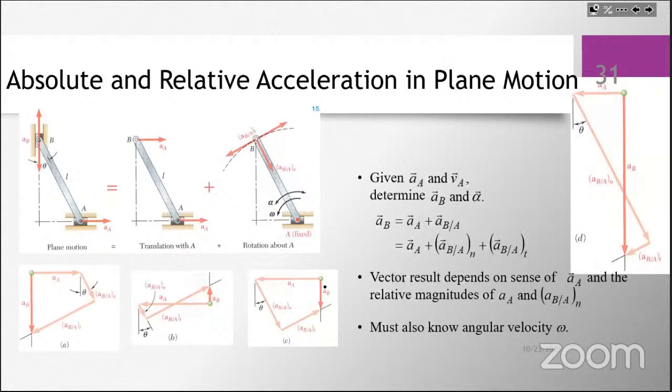Cool. I can break down a_B/A into normal and tangential components, which is what's happening here. The vector result depends on the sense of a_A and the relative magnitudes of a_B/A in the normal direction. And we also need to know what omega is. Okay, so there's a bunch of different vector combinations drawn here on the screen, right? What do they mean and why do we care?